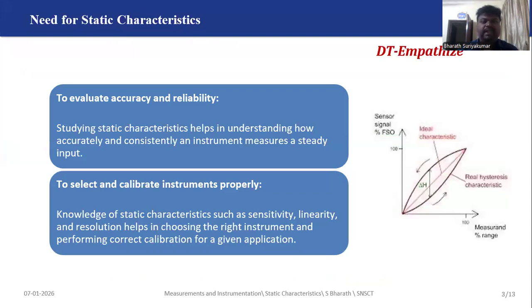Let's emphasize the need for static characteristics. The static characteristics are required to evaluate the accuracy and reliability of the system. Studying the static characteristics helps in understanding how accurately and consistently an instrument measures a steady input. The static characteristics are also responsible for calibrating the instrument's properties. Knowledge of static characteristics such as linearity, sensitivity, and resolution helps in choosing the right instrument and performing correct calibration for a given application.